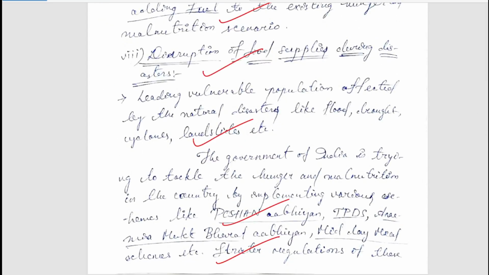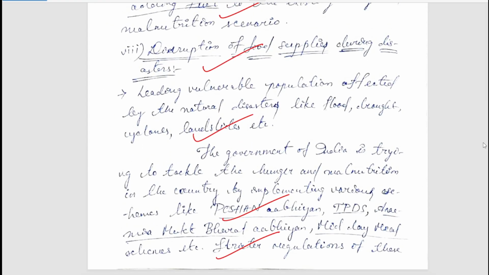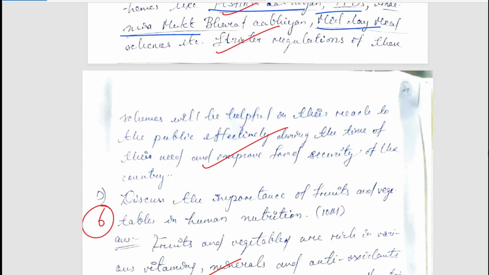So I think all the fair points have been mentioned, and I think government initiatives have been mentioned in the conclusion part, that is Poshan Abhiyan, TDPS, and Anemia Mukt Bharat, and midday meals. All these are government initiatives. Now let's move to the next question.